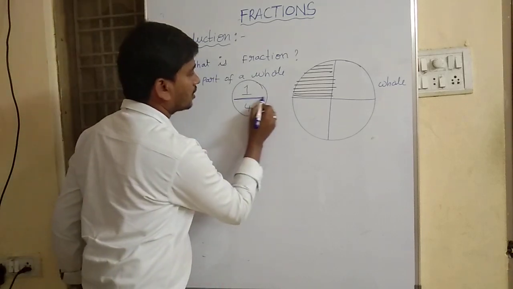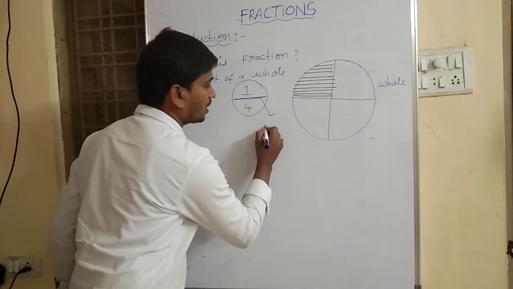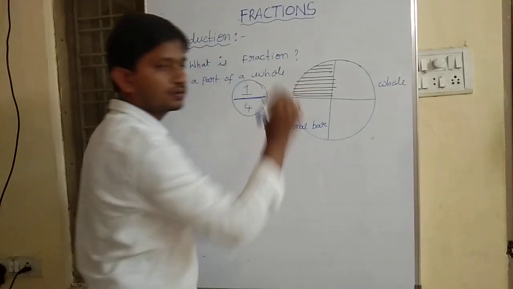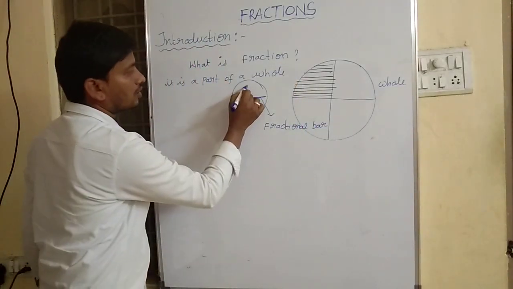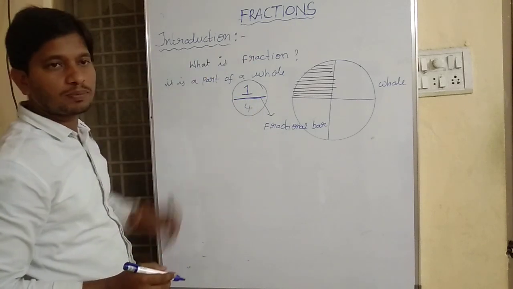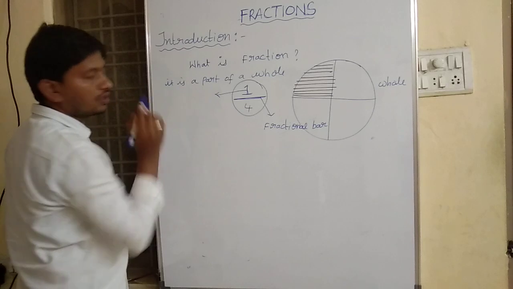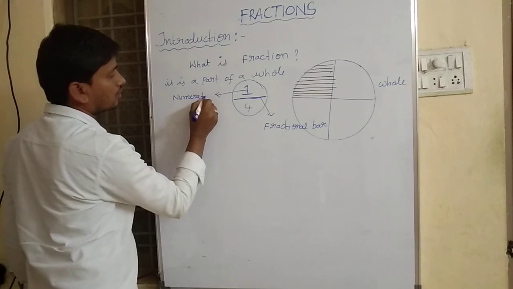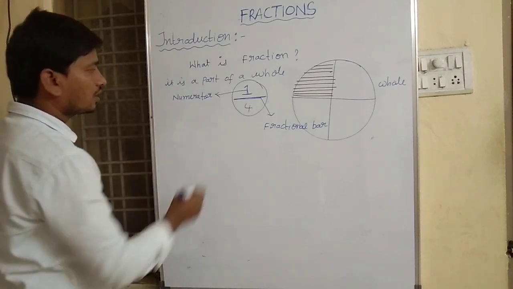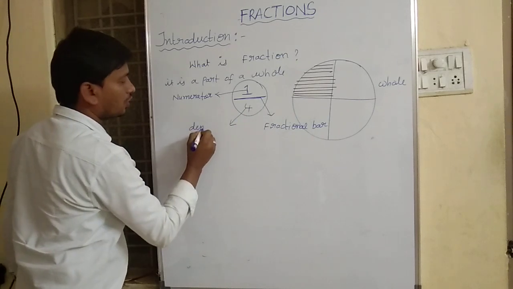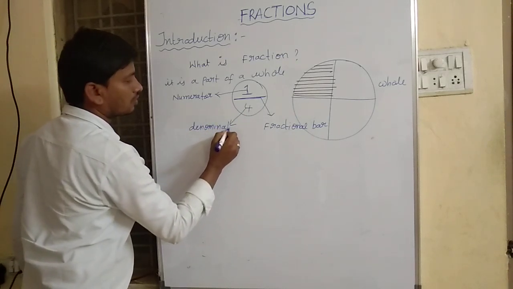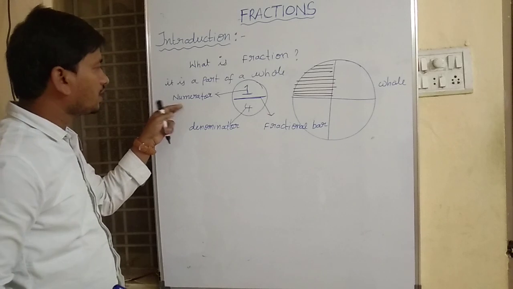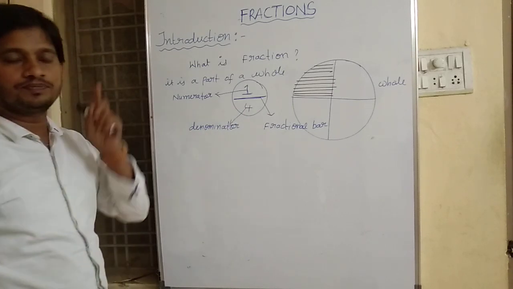This line is called the fractional bar. Here 1 is above the fractional bar. The upper part is called the numerator, and the lower part is called the denominator. In fraction 1 by 4, 1 is called the numerator and 4 is called the denominator.